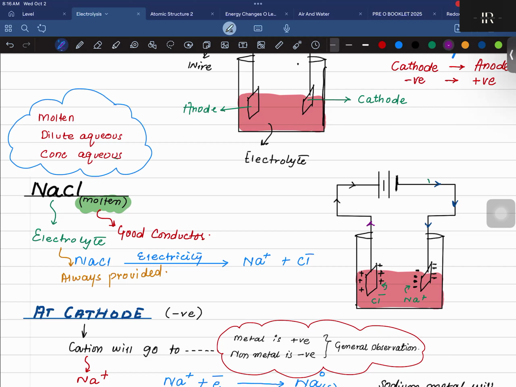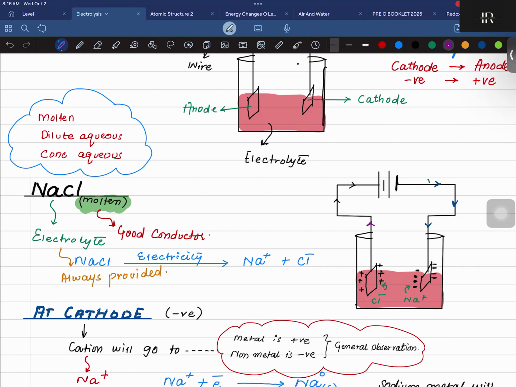Molten means there is no water; molten means the water is absent. Basically, at a higher temperature, we have melted a compound. That's it. But why?